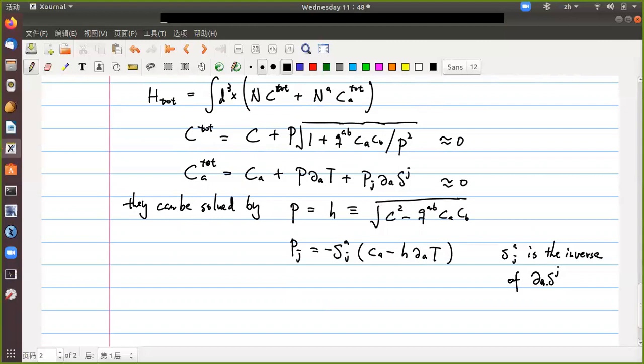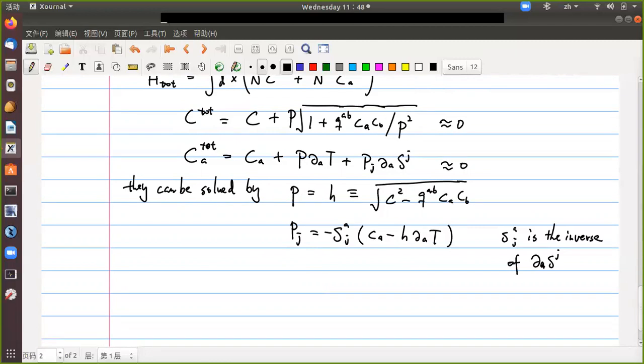Okay, so now you can see that because the Hamiltonian constraint depends on matter, the matter part of the Hamiltonian constraint is very simple. So you can actually solve the matter degree of freedom. You can solve those constraints for the matter degree of freedom, for those P and Pj. Yeah, okay. You can solve that.